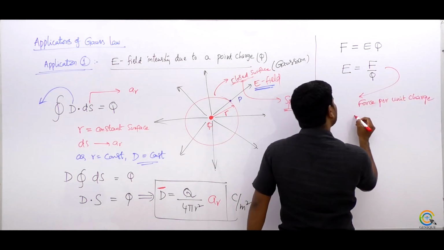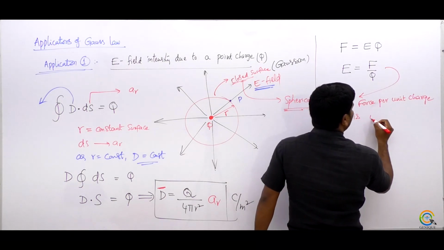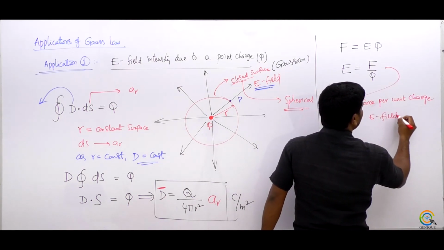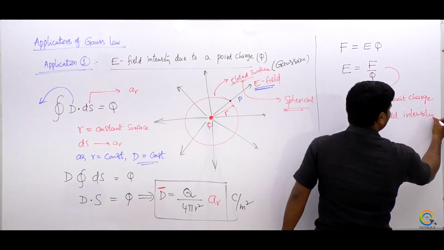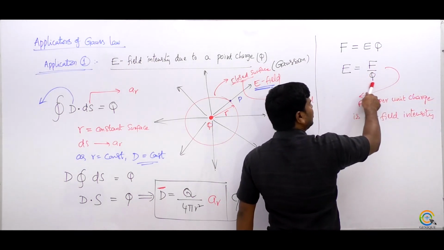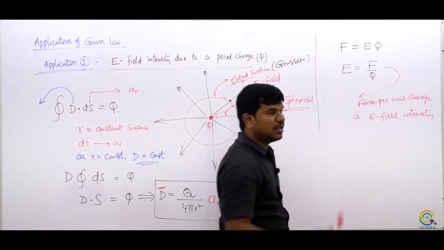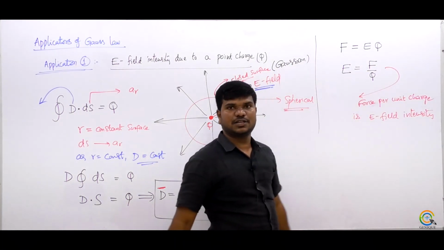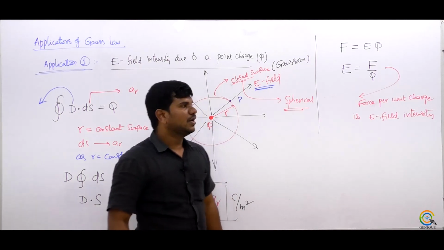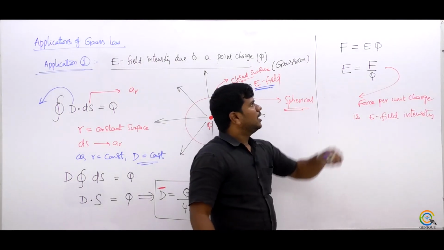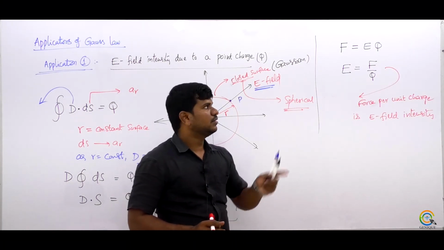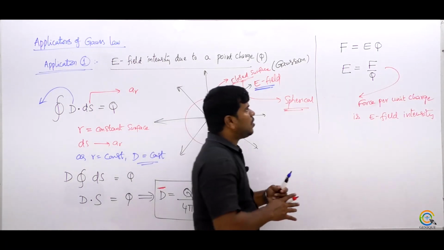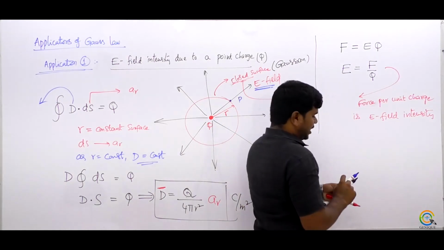The force per unit charge is the electric field intensity. What is it saying? If the charge is taken as 1, the force is nothing but the electric field intensity. So this is how he has taken it. Now this is E equals F by Q.